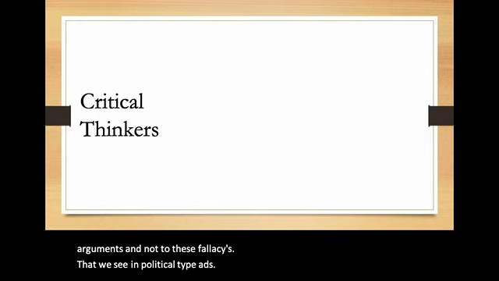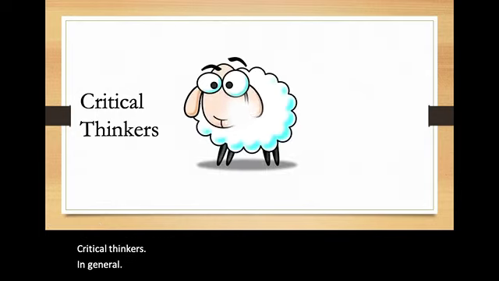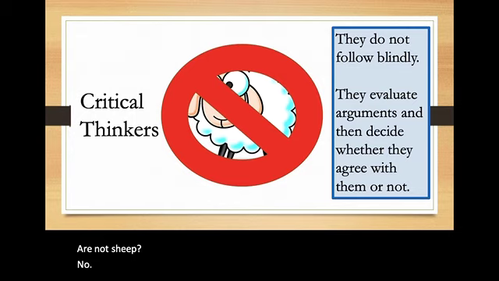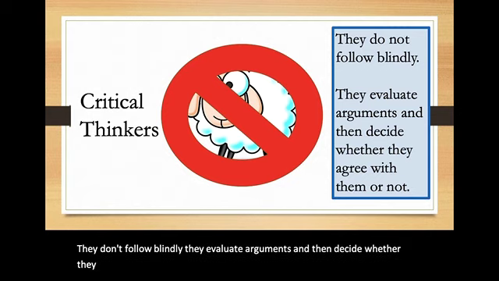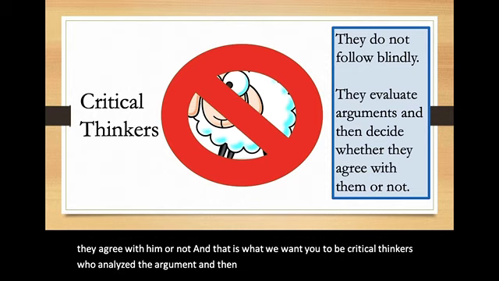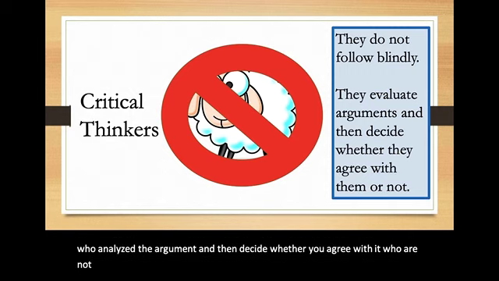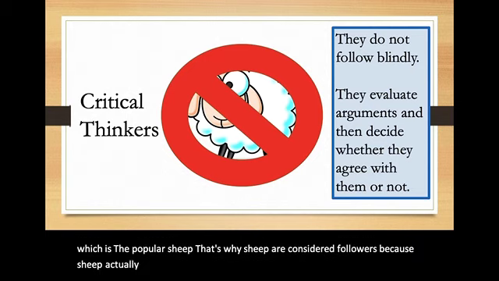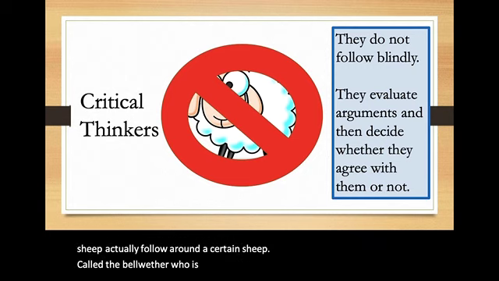Critical thinkers, in general, are not sheep. They don't follow blindly. They evaluate arguments and then decide whether they agree with them or not. And that is what we want you to be, critical thinkers who analyze the argument and then decide whether you agree with it, who are not led around on some leash and don't follow the bellwether like sheep do, which is the popular sheep. That's why sheep are considered followers, because sheep actually follow around a certain sheep called the bellwether, who is the popular sheep.